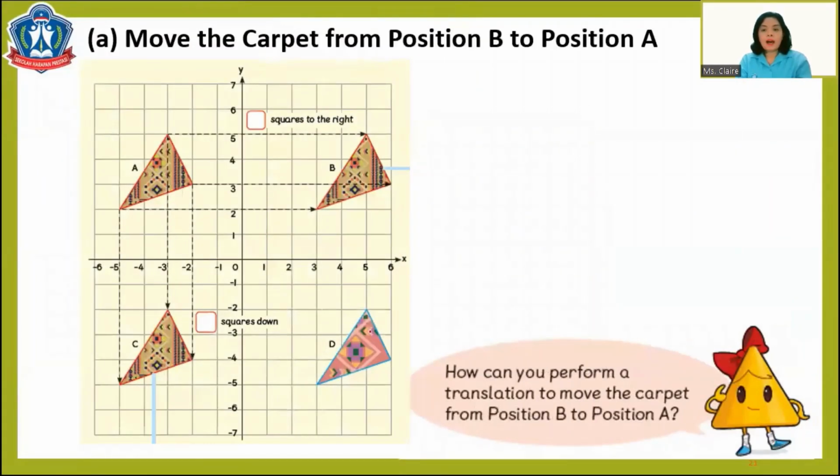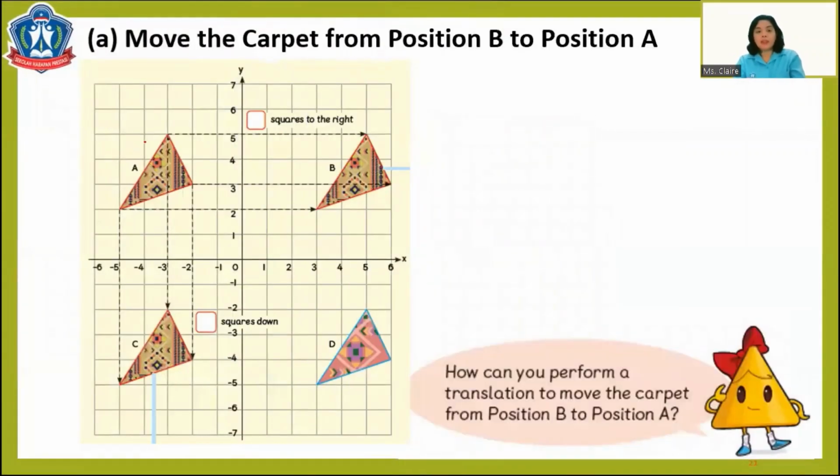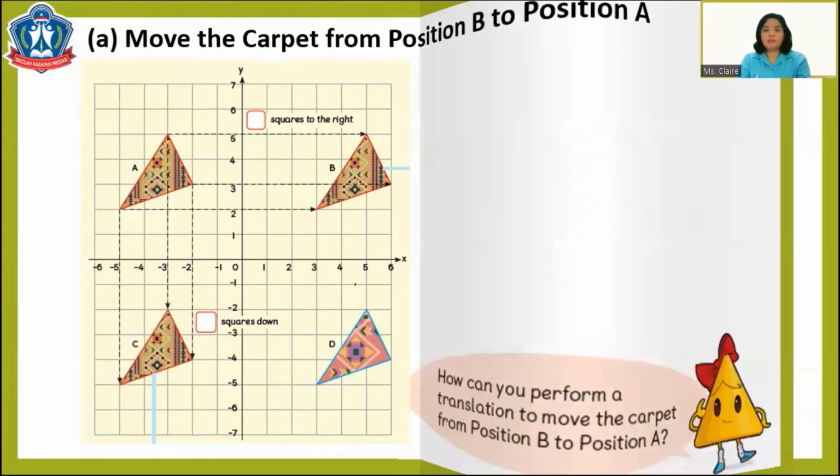So, if we are going to move the carpet from B to A, how are we going to move that? So we move it 8 squares to the left because the distance between them is 8. So from B to A, 8 squares to the left side.